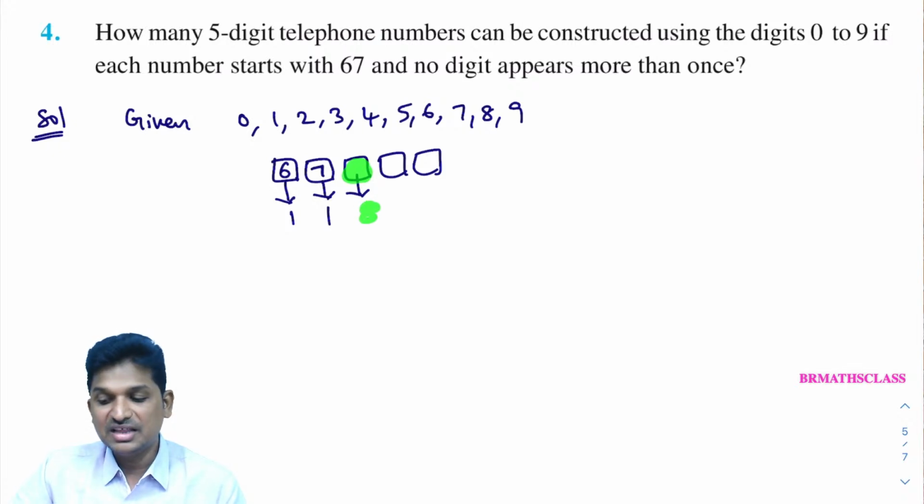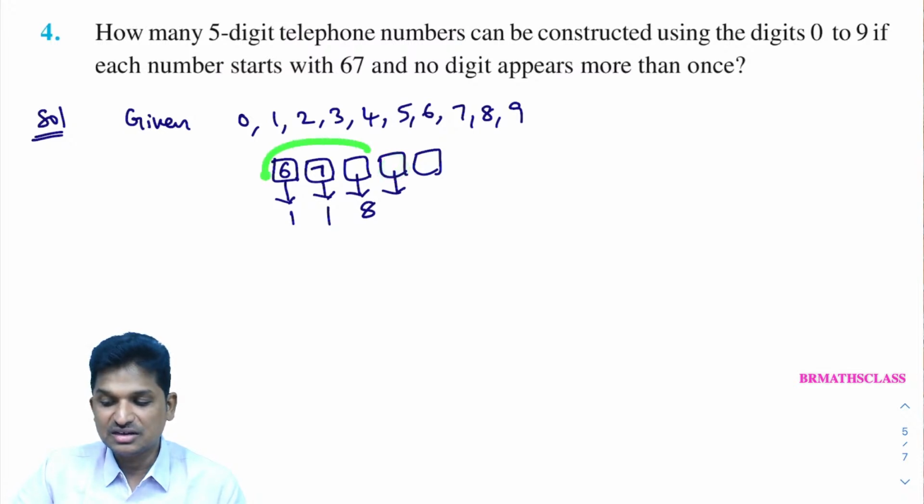What are those 8 ways? Other than 6 and 7, whatever the remaining numbers are, you can write that number. As repetition is not allowed, this third box can be filled in 8 ways. I hope you understand. As repetition is not allowed, what about this box? This can be filled in how many ways?